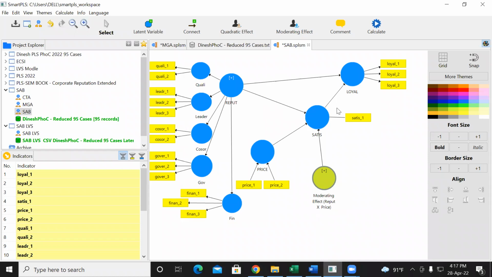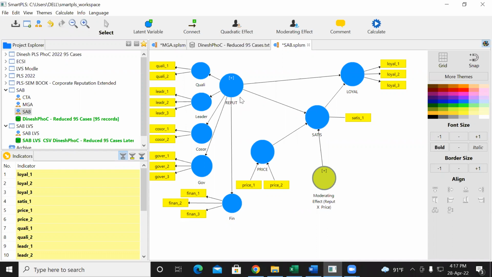We call this one the indirect effect. Reputation reaches loyalty via a different path, the indirect path. That means reputation goes to satisfaction, and via satisfaction, reputation goes to loyalty. That we call the indirect path. Remember, right? You should know this meaning as well. What is a direct path? What is the indirect path? The direct path is directly reputation to loyalty.